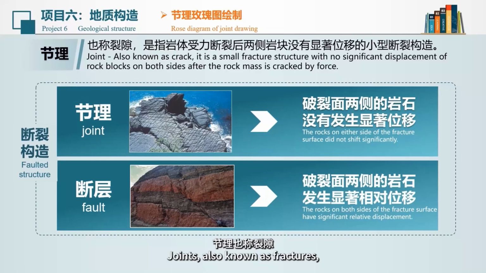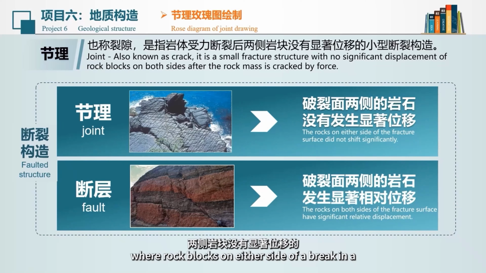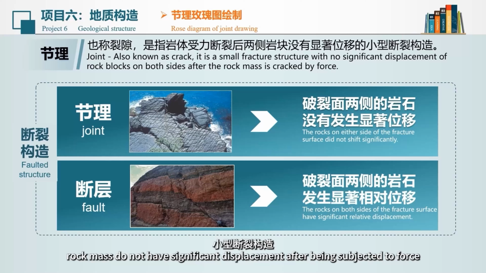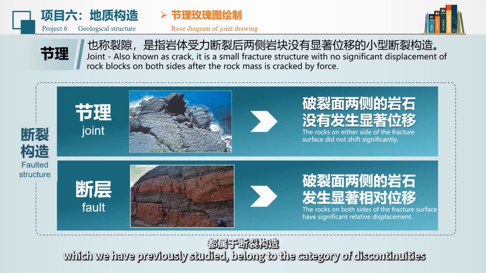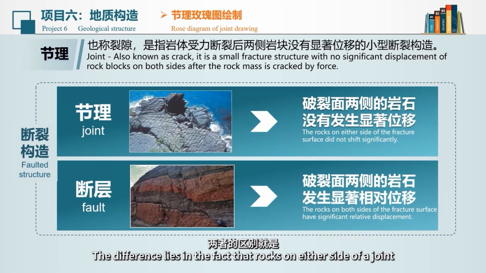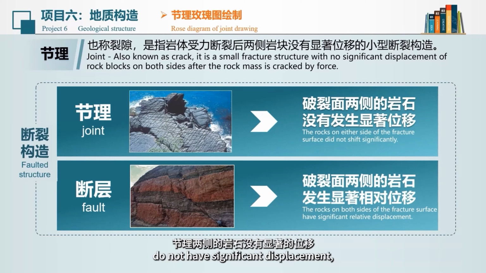Joints, also known as fractures, refer to small-scale fracture structures, where rock blocks on either side of a break in a rock mass do not have significant displacement after being subjected to force. Both joints and faults, which we have previously studied, belong to the category of discontinuities. The difference lies in the fact that rocks on either side of a joint do not have significant displacement, whereas rocks on either side of a fault have undergone obvious relative movement.